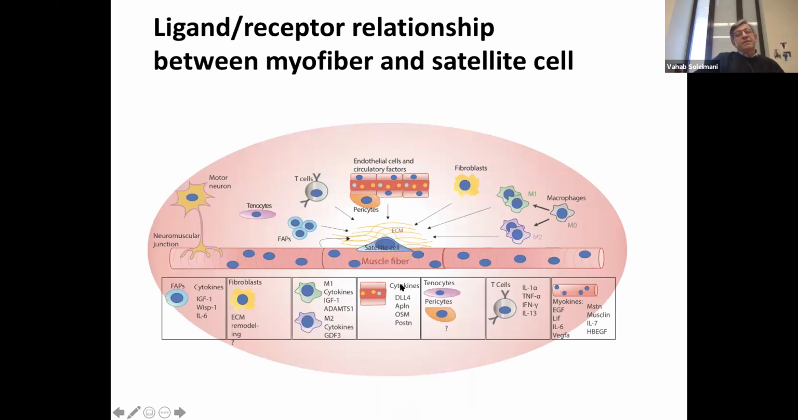So that brings me to the second part of my talk, which is going to be a shorter part, because this is a paper that was recently published in Cell Reports. In this paper, we showed there were signaling interactions between skeletal muscle fiber and the satellite cells. In this context, the muscle fiber was acting as the ligand source and the satellite cells were acting as the receptor.